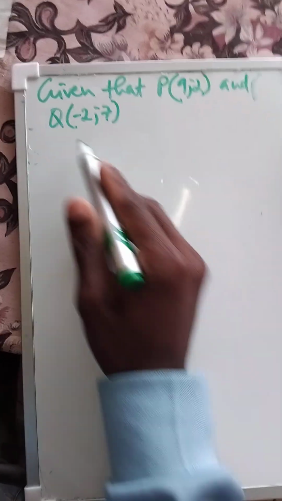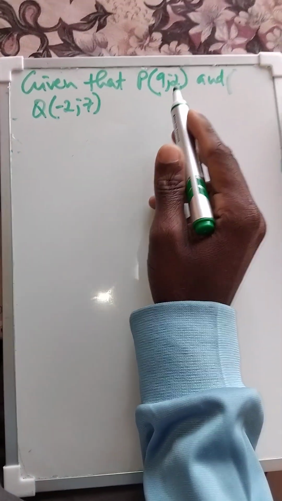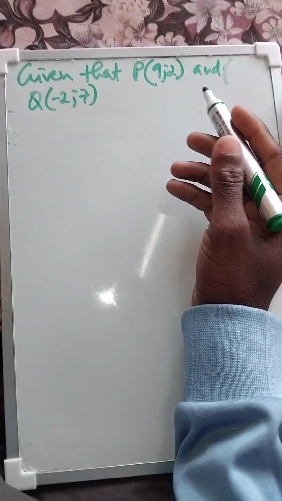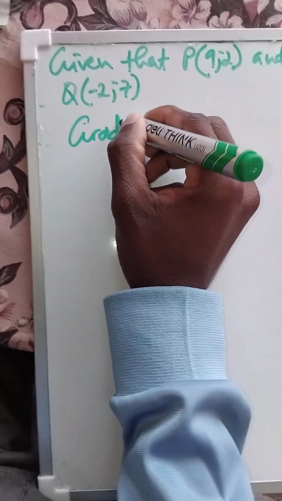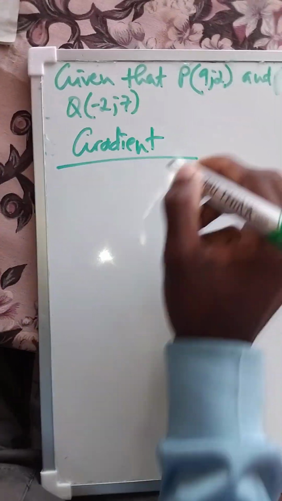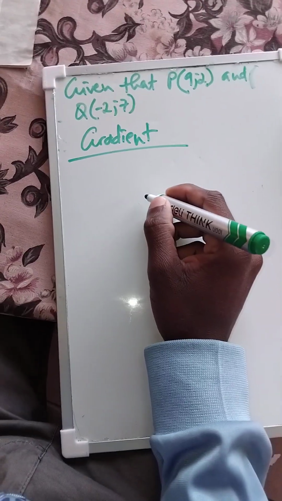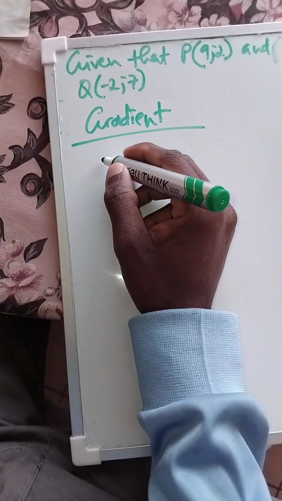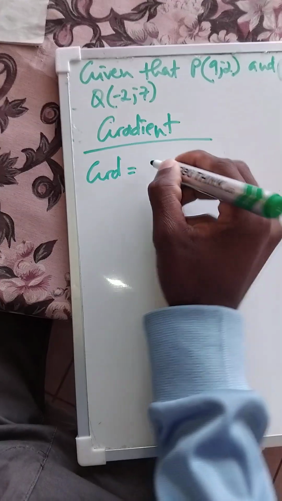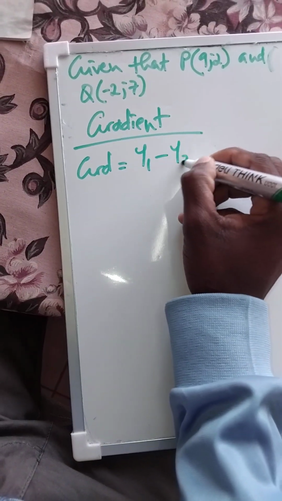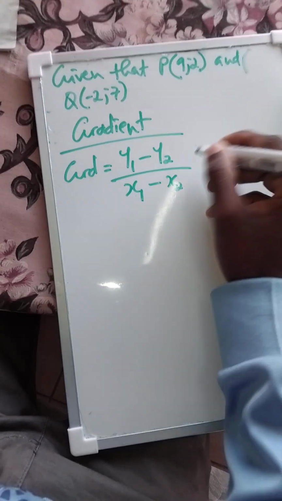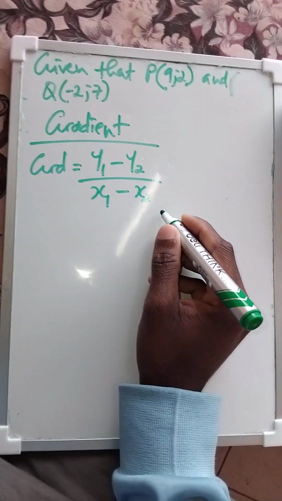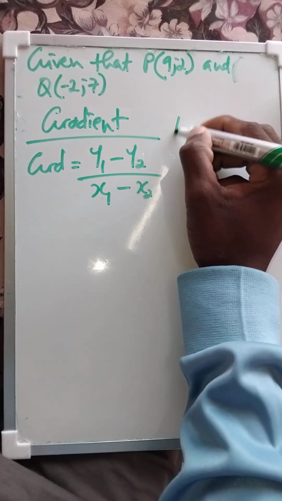So in our questions, this is where we will use it to find gradient, distance, and midpoints. For example, gradient. Gradient is the slope of a line. So we have our gradient formula, which says y1 minus y2 over x1 minus x2.